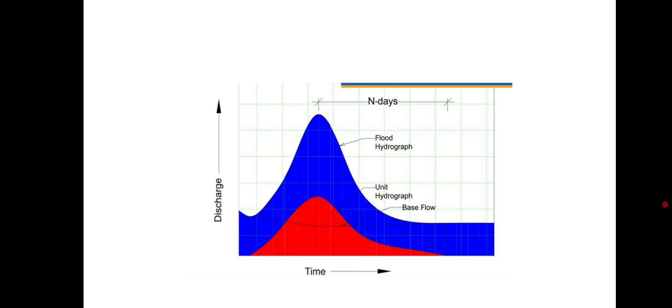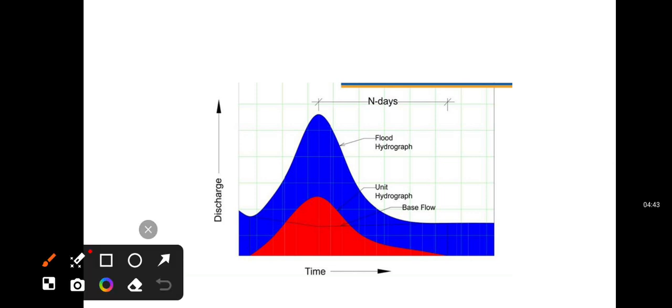The ordinate of the direct runoff hydrograph is equal to 2 times the ordinate of the unit hydrograph. 1 centimeter of effective rainfall produces a certain hydrograph. This is 2 centimeter rainfall. 2 centimeter of rainfall of the same duration will produce a hydrograph where every discharge value is exactly double.